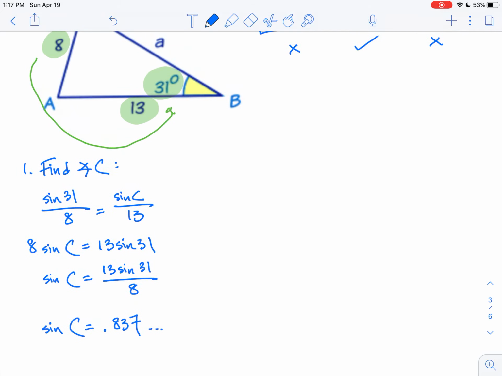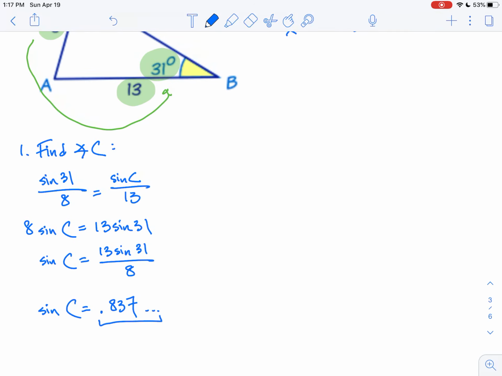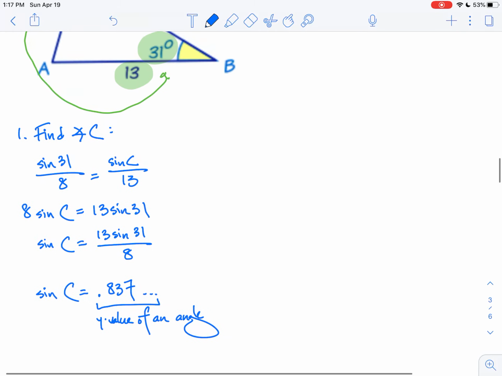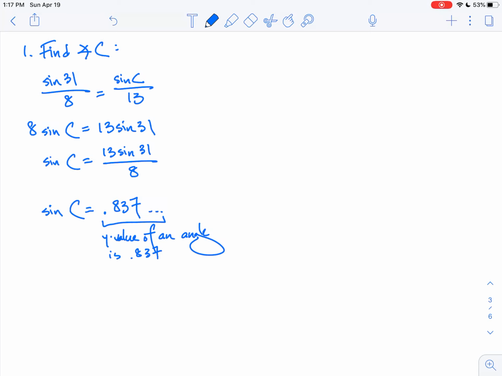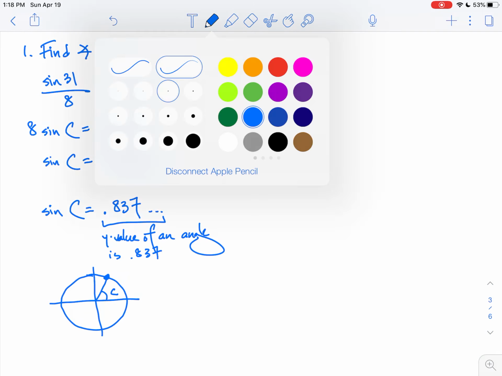Now, what does this mean? This means that you have the y value of an angle is 0.837, okay? So let's go ahead and draw a unit circle and see what this could be on our unit circle. Okay, so a y value of 0.837 could be this angle right here. Okay, so we could consider that angle C.